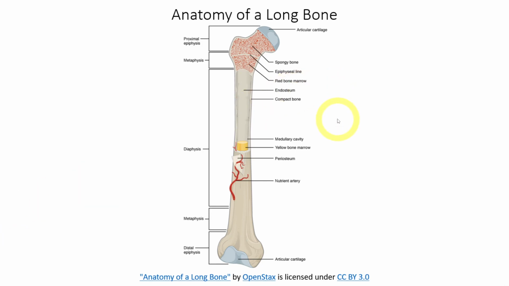So yeah, just remember one last thing here, that this central hollow part of the bone that's surrounded by compact bone has no spongy bone in it. It's called the medullary cavity. That's where the bone keeps its yellow bone marrow.